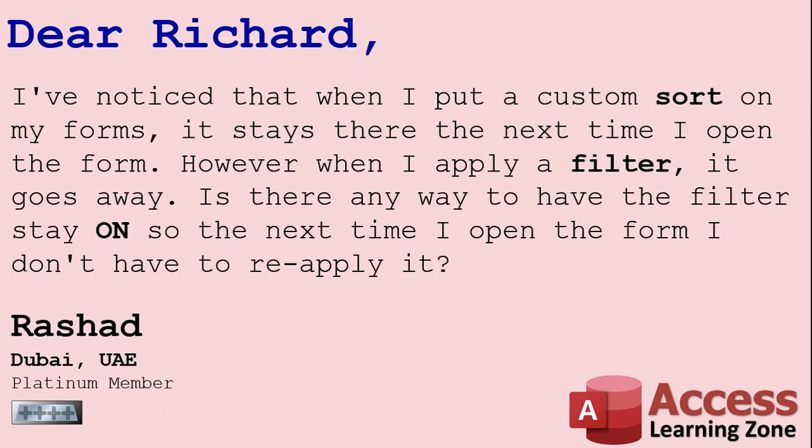Today's question comes from Rashad from Dubai, one of my platinum members. Rashad asks, I've noticed that when I put a custom sort on my forms, it stays there the next time I open the form. However, when I apply a filter, it goes away. Is there any way to have the filter stay on so the next time I open the form, I don't have to reapply it? This is a very good question, Rashad, and yes, we can definitely set it up so your filter stays consistent and persistent, so the next time you open up the form, the filter that you placed last time stays on just like the sort does. And I'll show you how you can turn the sort off so it doesn't stay persistent.